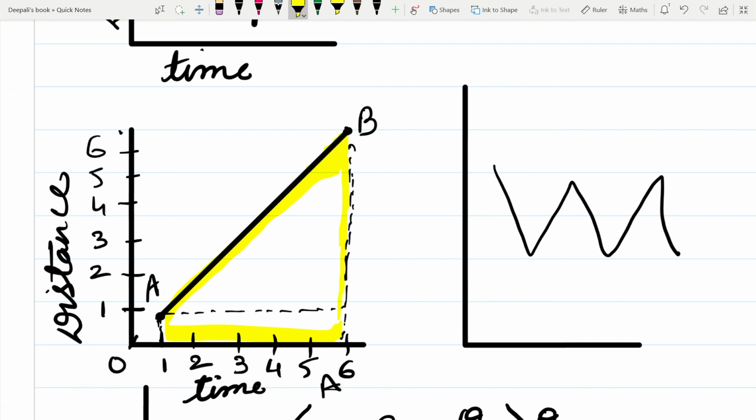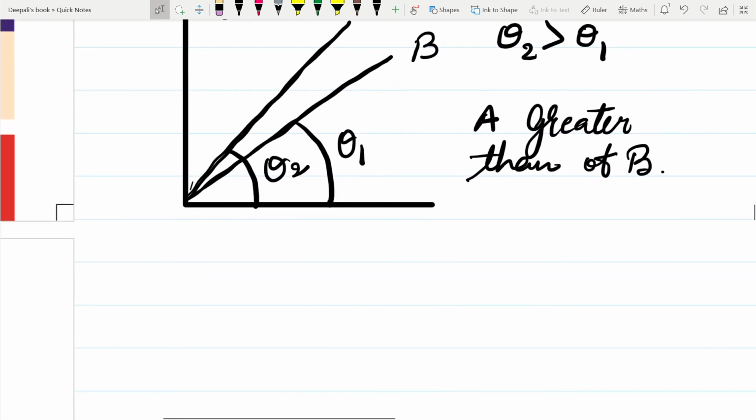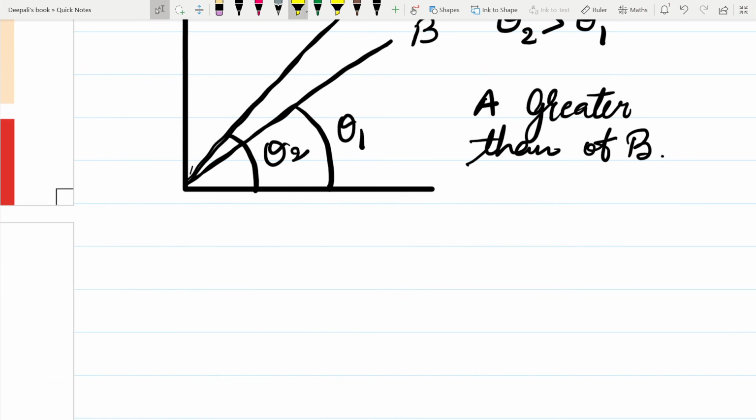We can even calculate the speed of the object using the graph. So the area of this triangle and the red triangle is the distance covered by the object. We can label it as A, B, C, D, and E. So the area of ABCDE is the distance covered by the object. Did you understand how graphs are useful to us? So thank you for now.